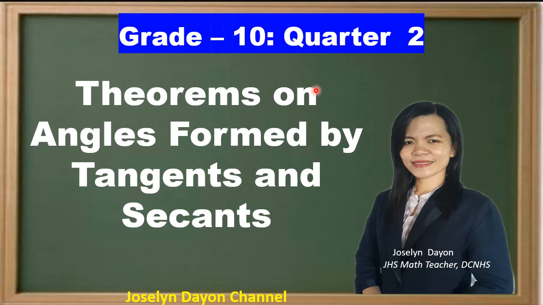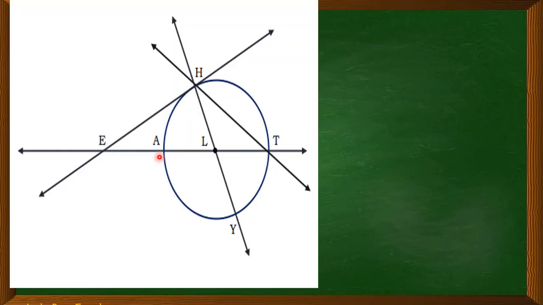For today's video, I'll be discussing theorems on angles formed by tangents and secants. On with the different theorems, let us try to identify first tangent and secant line. We have here circle L. Again, we're going to name the circle according to its center.